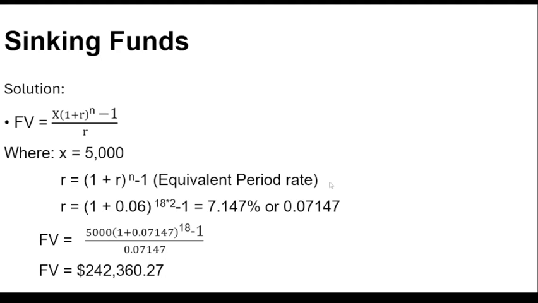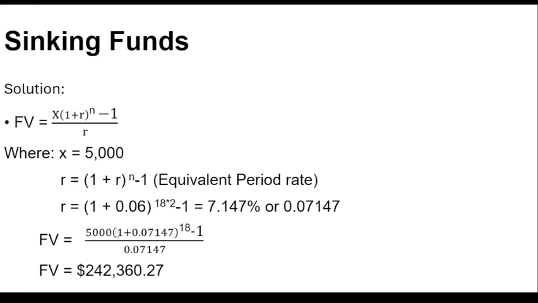Then we subtract 1 from the result. When you do that, you should be getting 7.147%, or, as preferred, we convert it into decimals to get 0.07147. So that is the rate that is applicable for the 18 years. And then we can now calculate the future value for the 18 years.